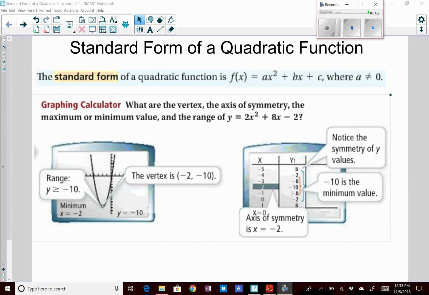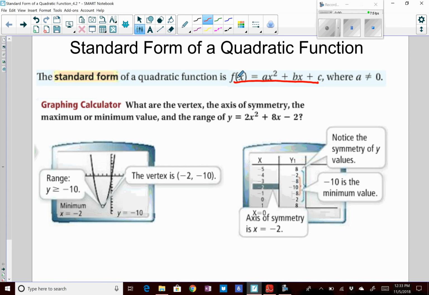Standard form of a quadratic function. As we mentioned in a previous lesson, the standard form of a quadratic function is when you have f of x or y is equal to ax squared plus bx plus c. So when you see something in this form, you know you're dealing with a quadratic function.